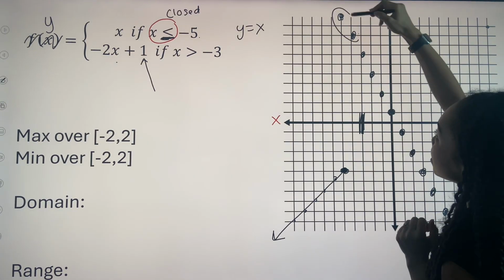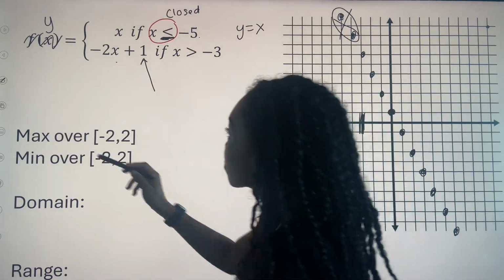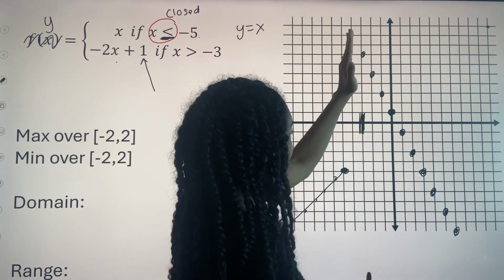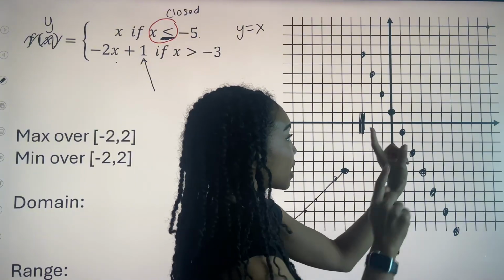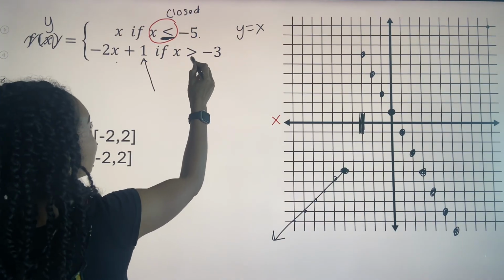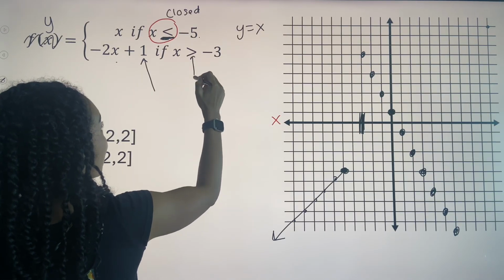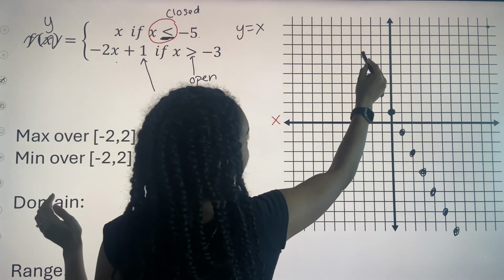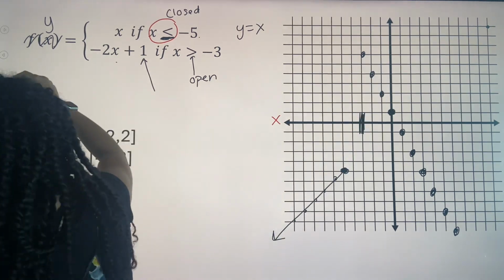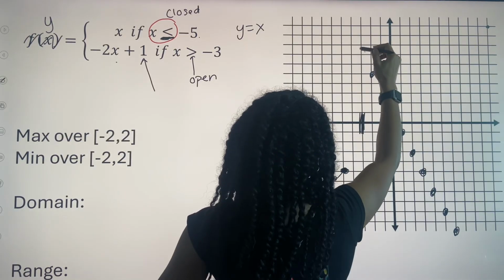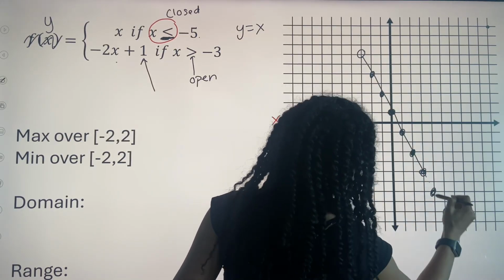So that means these I'm going to erase. So let me erase this part. I only want x values greater than negative 3. So that's that side. Okay, now notice this does not have an equal sign. So this will be an open circle at negative 3. So this is the point that's at negative 3. That needs to be an open circle. And this is your line.